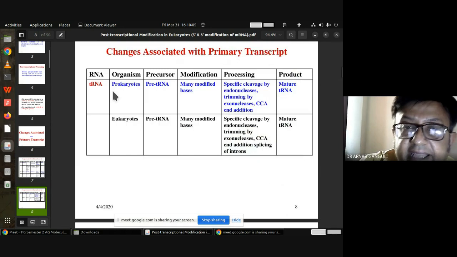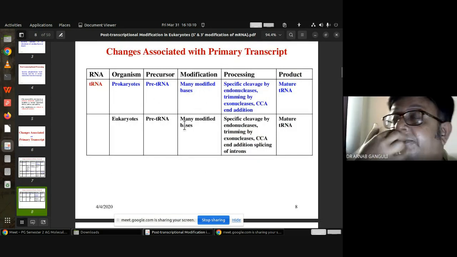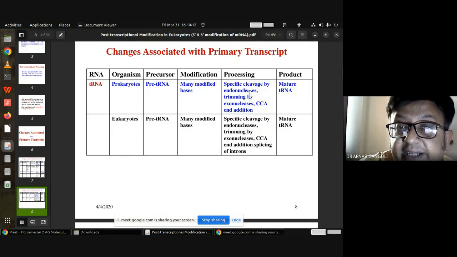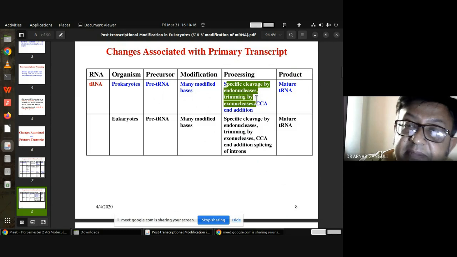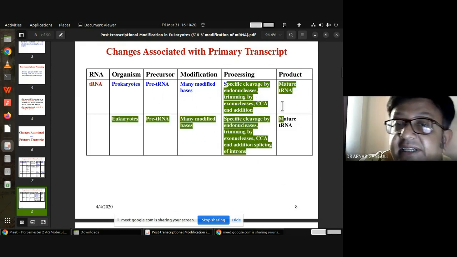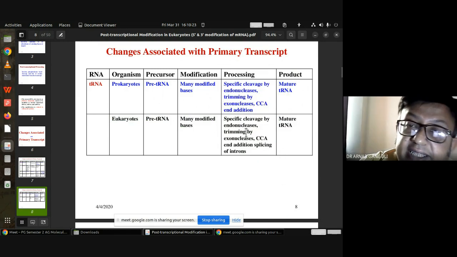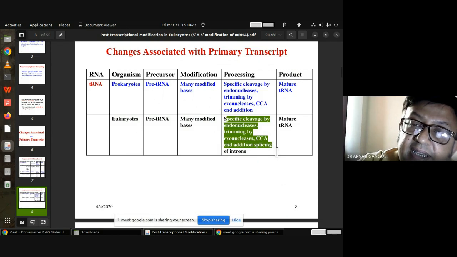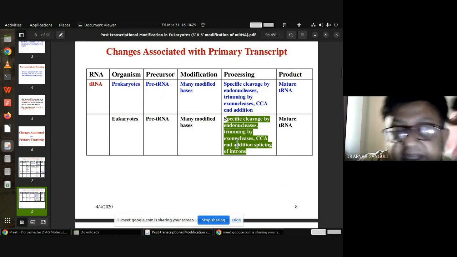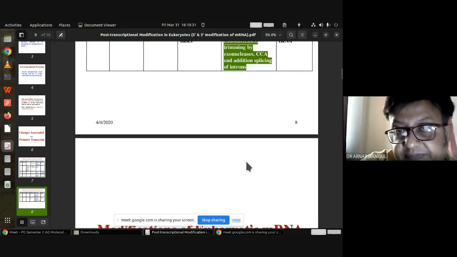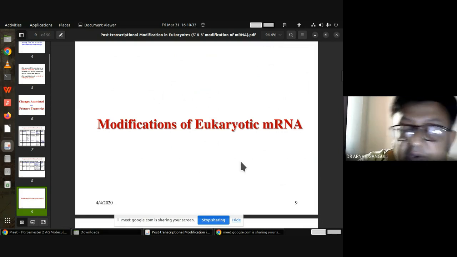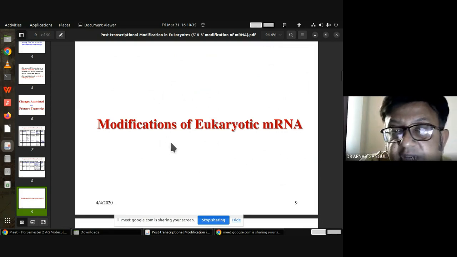In tRNA, there is a pre-tRNA. Many special bases are formed. Many bases are modified. And there is specific cleavage by endonucleases, trimming by endonucleases, and there is a CCA end addition. Result is mature tRNA. In eukaryotes, the same thing takes place. So we will go on to the modification of eukaryotic mRNA.